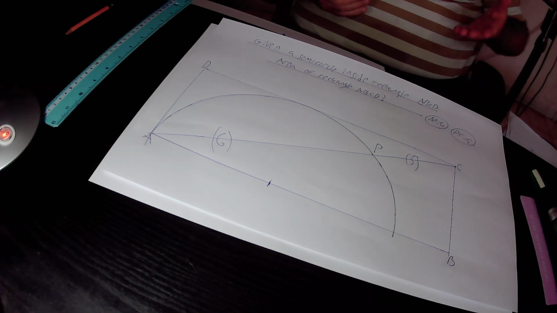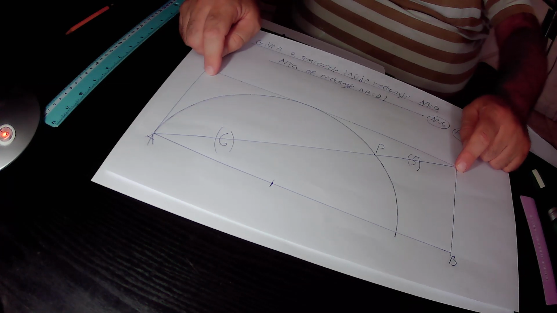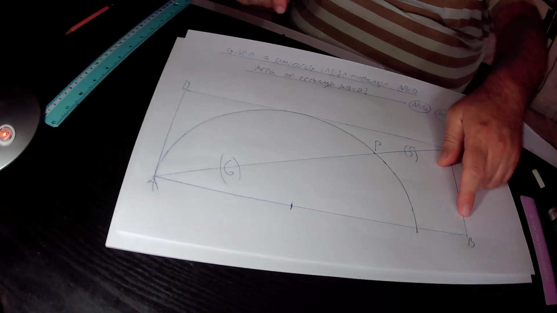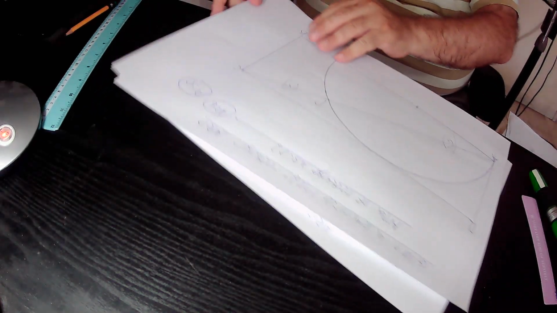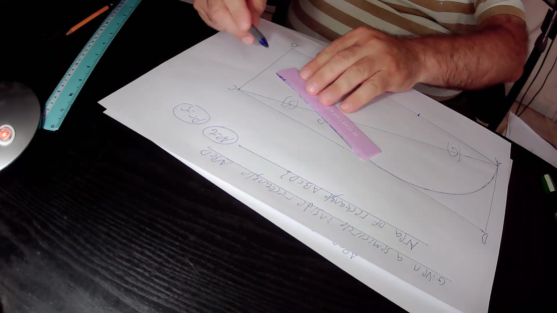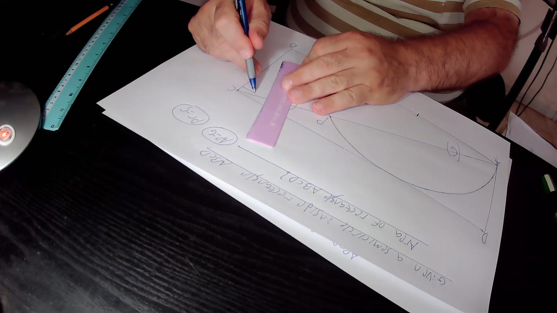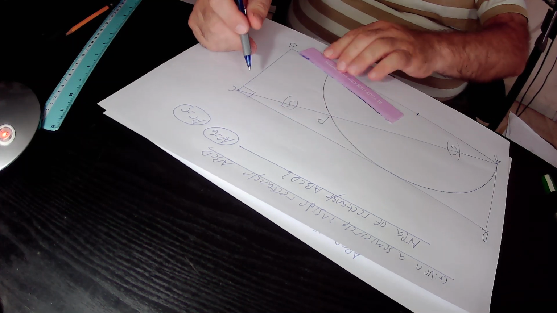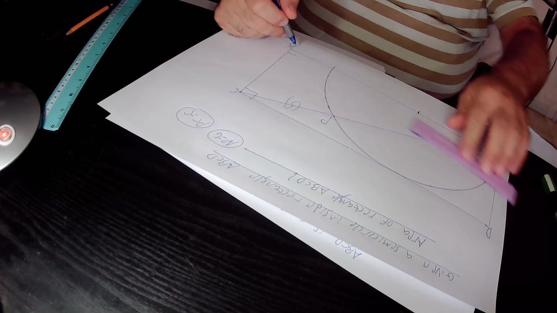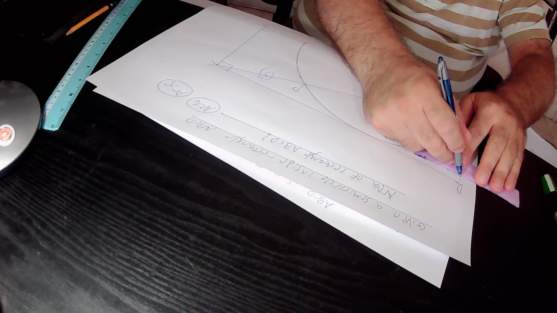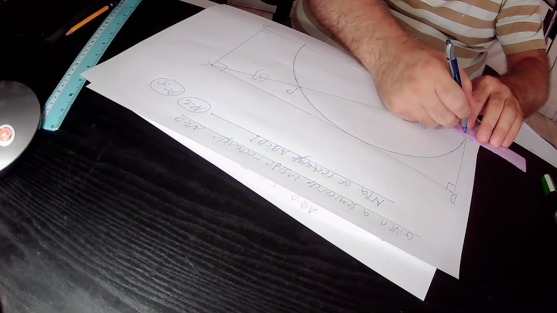So first of all, because of the fact that ABCD is a rectangle, all those four angles inside rectangle ABCD are right angles. So this is a right angle. This is also a right angle. This is a right angle. And this is also a right angle.